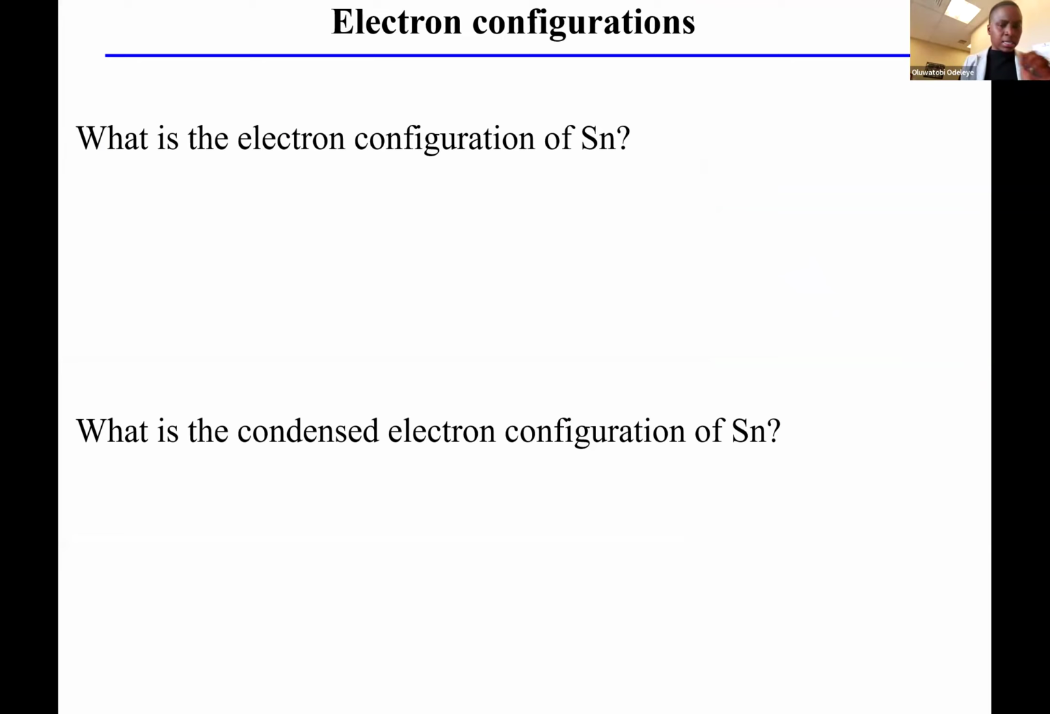So tin is number 50 on the periodic table. If you look on the periodic table, it's right there. Okay, so pull up your periodic table. Again, two different ways to write this. I'll write the typical version, and then I'll write the condensed version.